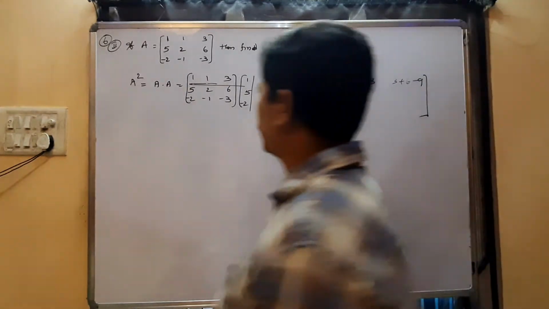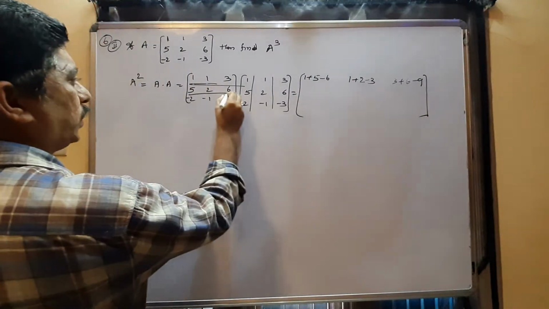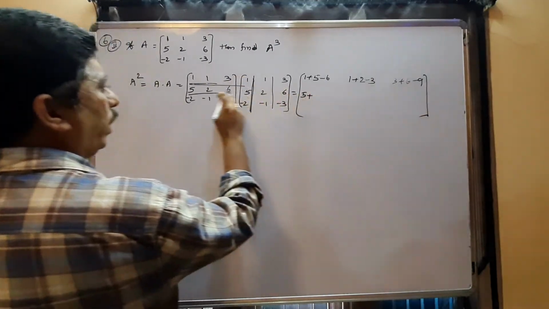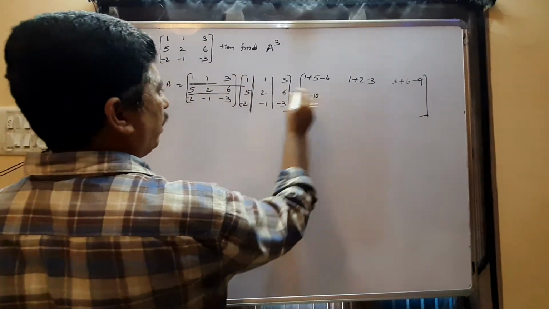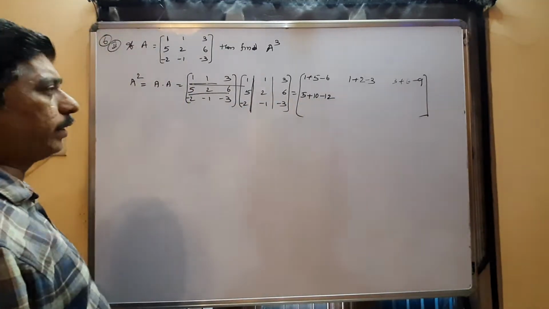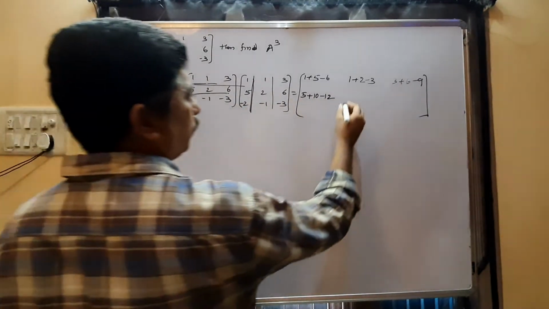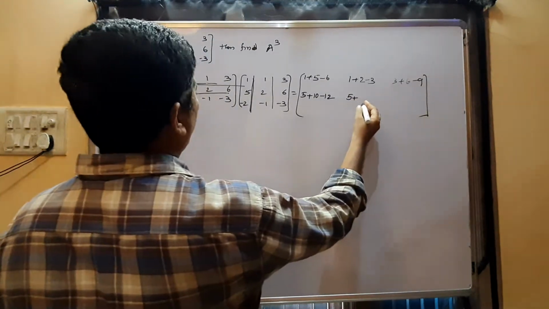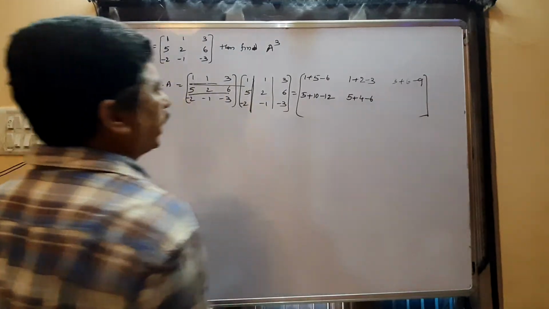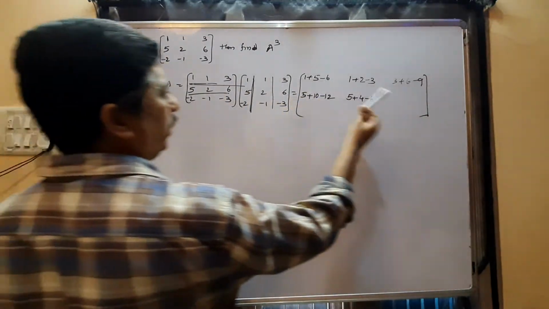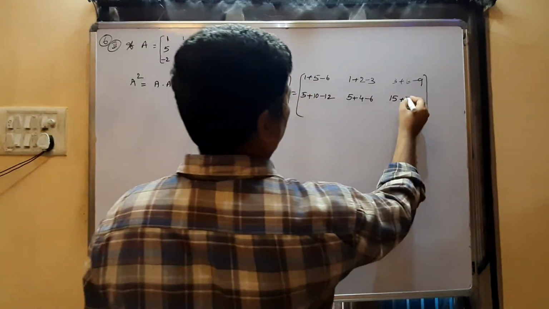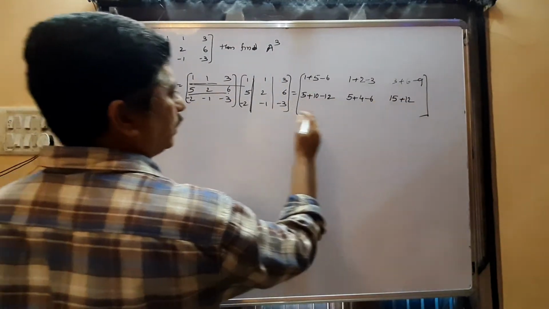Now second row into first column: 5 into 1 is 5, and 2 into 5 is 10, 6 into minus 2 is minus 12. Next, second row into second column: 5 into 1 is 5, 2 into 2 is 4, 6 into minus 1 is minus 6. Second row into third column: 5 into 3 is 15, 2 into 6 is 12, 6 into minus 3 is minus 18.